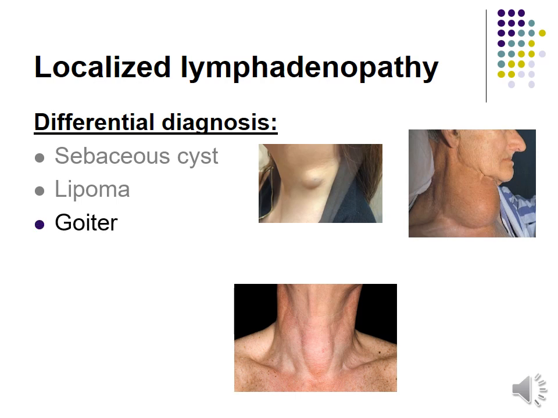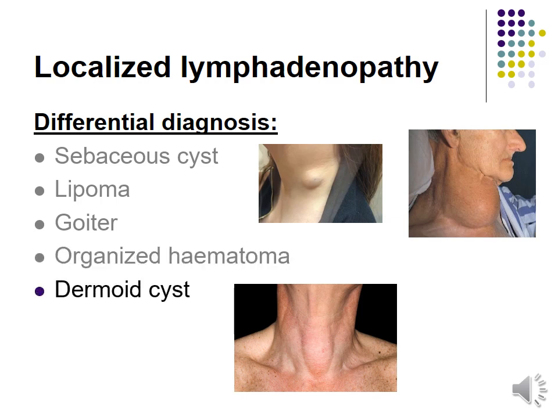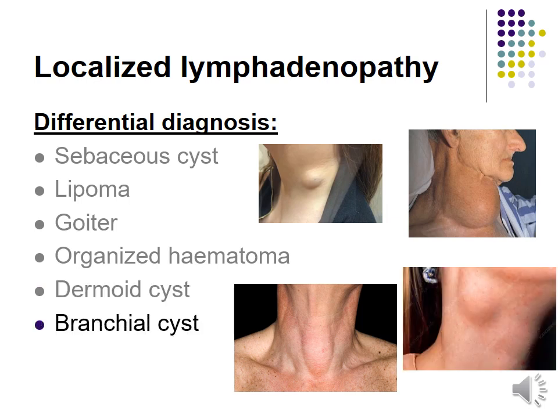Goiter by itself could be differentiated from lymph nodes, as the goiter is mainly in the midline and it moves with deglutition. Organized hematoma, with or without a history of trauma, could differentiate between it and lymph nodes in some cases. Dermoid cyst is an inclusion cyst during development. The most common one is the external angular dermoid at the outer part of your eyebrow.